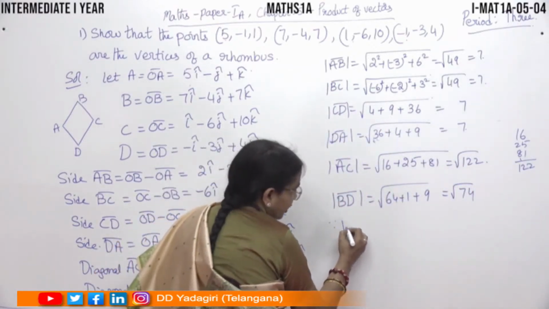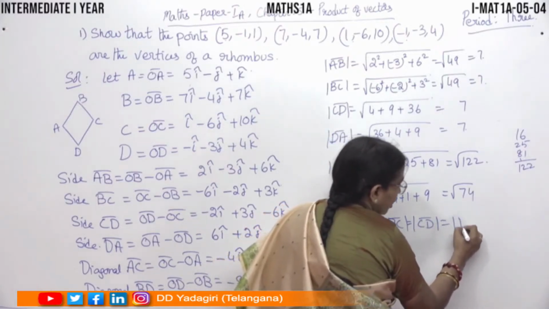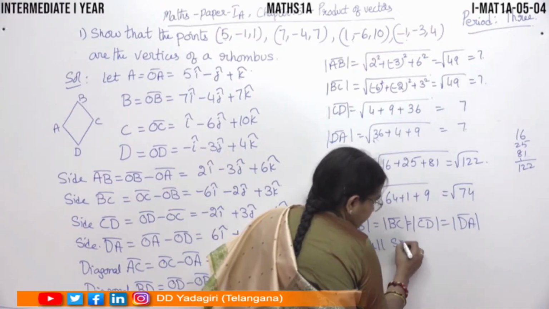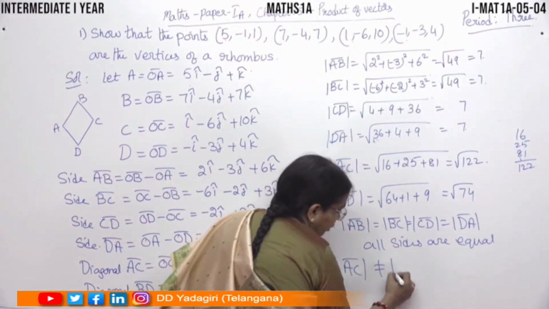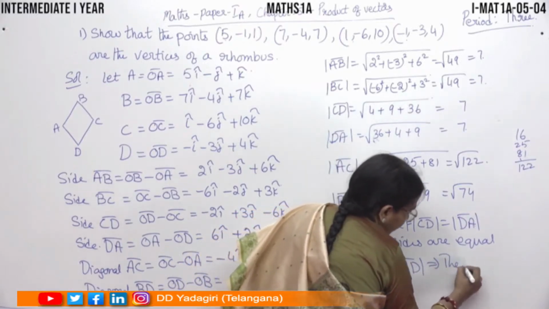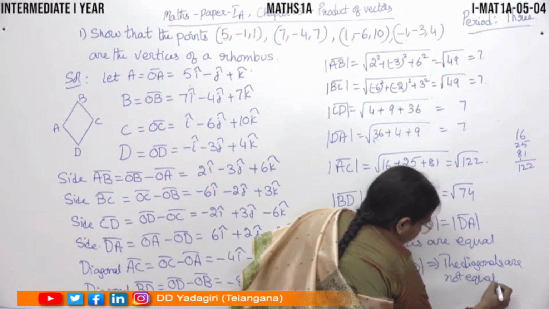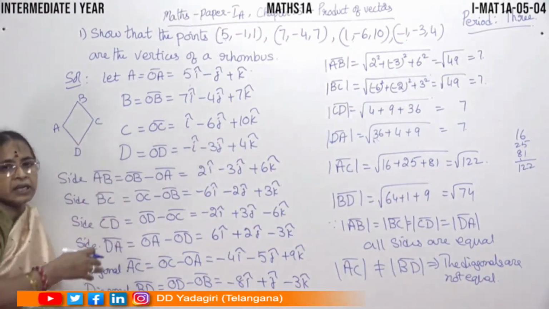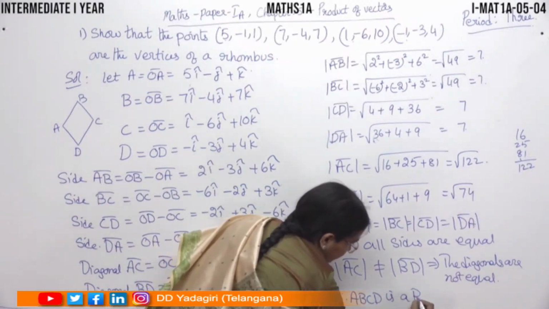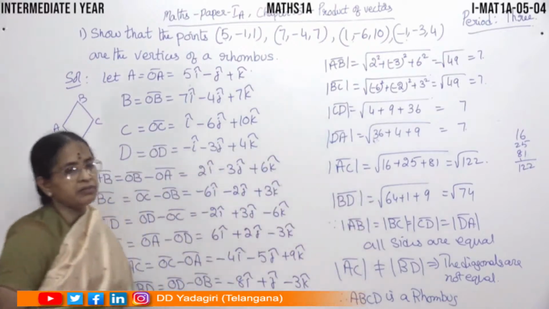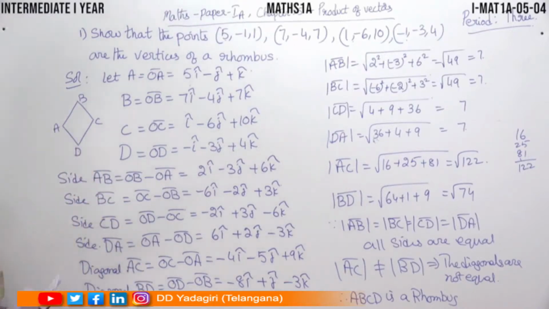So you will say, since mod AB is equal to mod BC is equal to mod CD is equal to mod DA, all sides are equal. And then AC is not equal to BD. Mod AC is not equal to mod BD. That means the diagonals are not equal. So in a quadrilateral, if all sides are equal and diagonals are not equal, then it is a rhombus. Therefore, ABCD is a rhombus. Hence it is proved. So this problem is very important, and you have similar problem in 3 dimensions also, coordinates in 1B paper also. Okay, now the second problem.